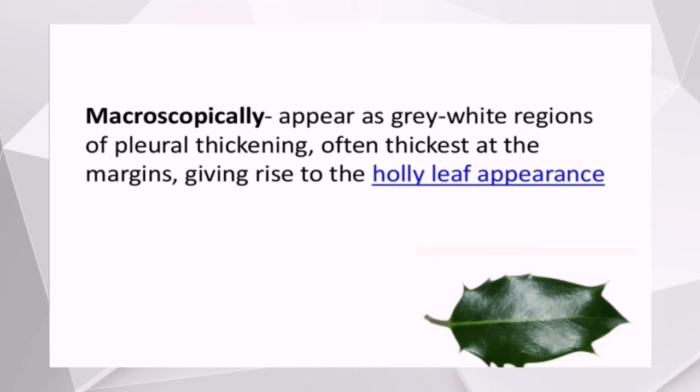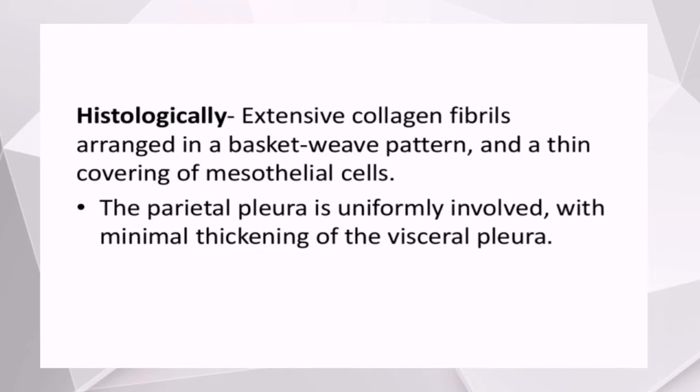Macroscopically, they appear as grey-white regions of pleural thickening, often thickest at the margin, giving rise to the holly leaf appearance. As you can see, this is an example of holly leaf appearance, and these are the leaves which are thickened at the margin as compared to the center. Histologically, you can see extensive collagen fibrils arranged in a basket weave pattern and a thin covering of mesothelial cells. The parietal pleura is uniformly involved with minimal thickening of the visceral pleura.